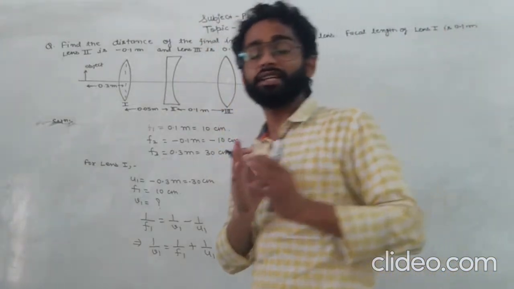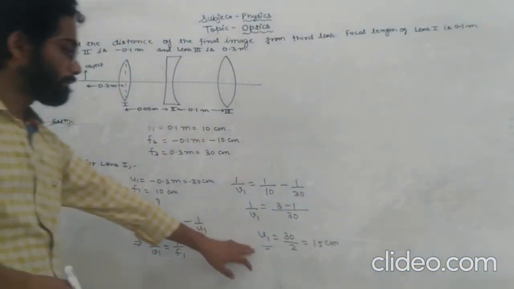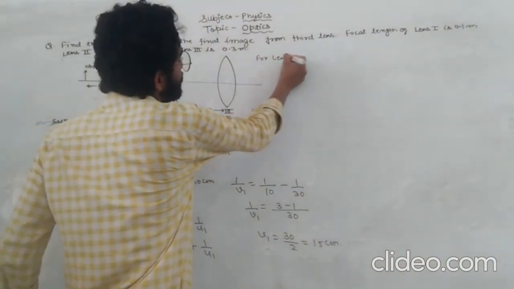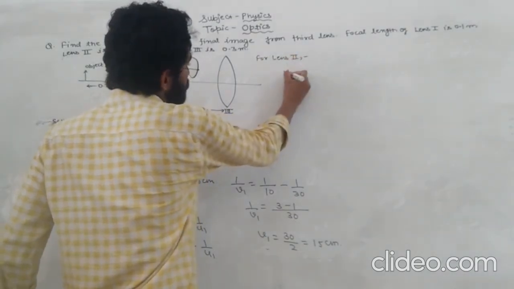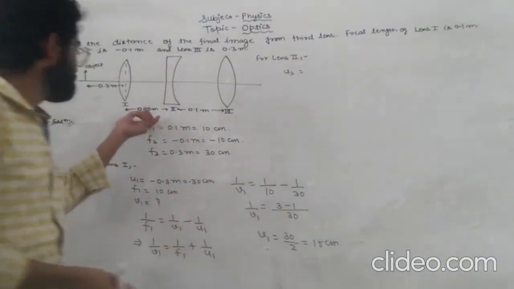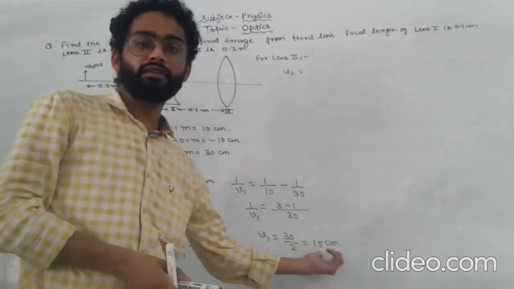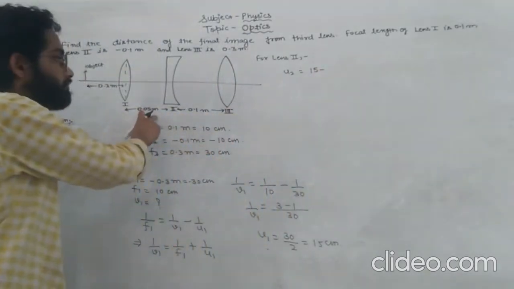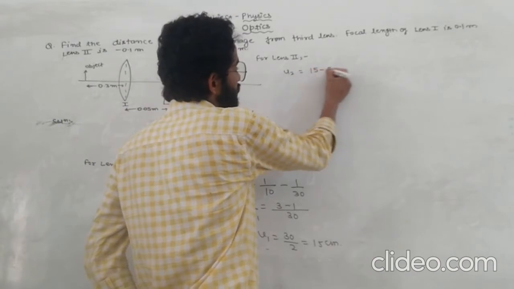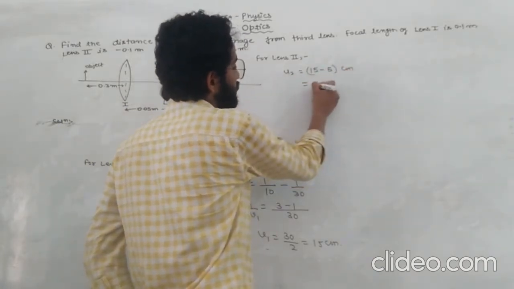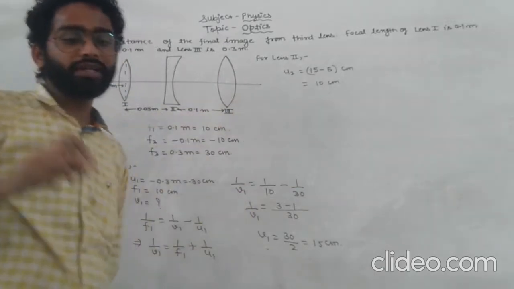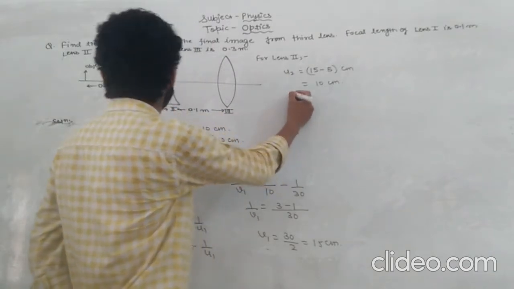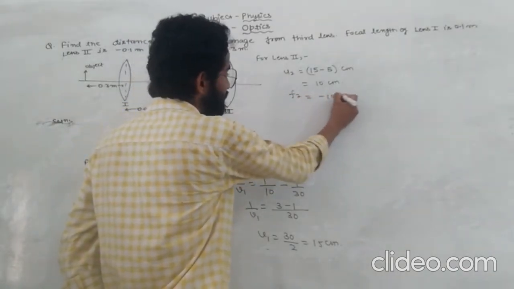For the second lens, remember one thing: for the value of u2, we have to subtract the separation distance from the v1 value. That is 15 minus 0.05 meter, which means 5 centimeter. This gives 10 centimeter, which is the value of u2. And remember, it cannot be taken in negative terms. And the value of f2 is minus 10 centimeter.